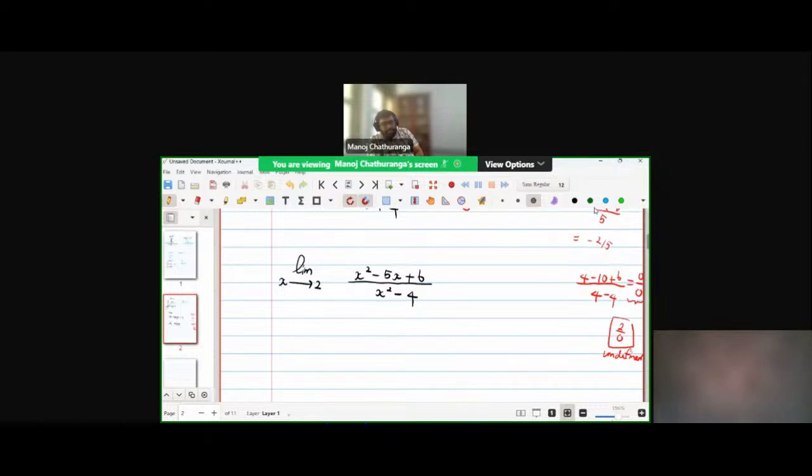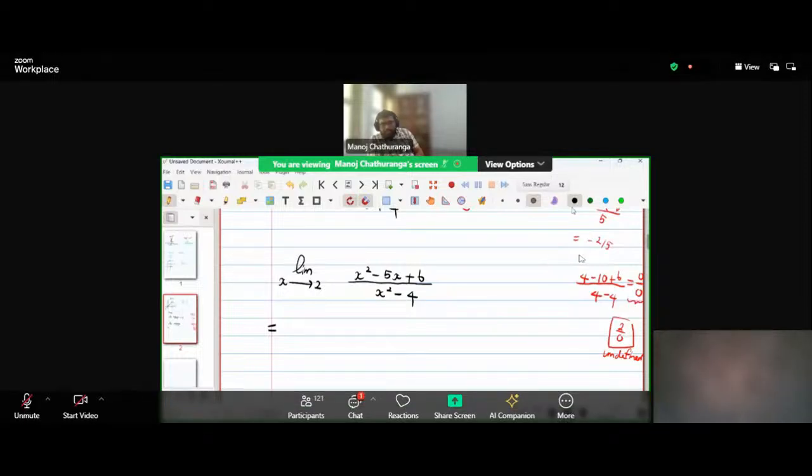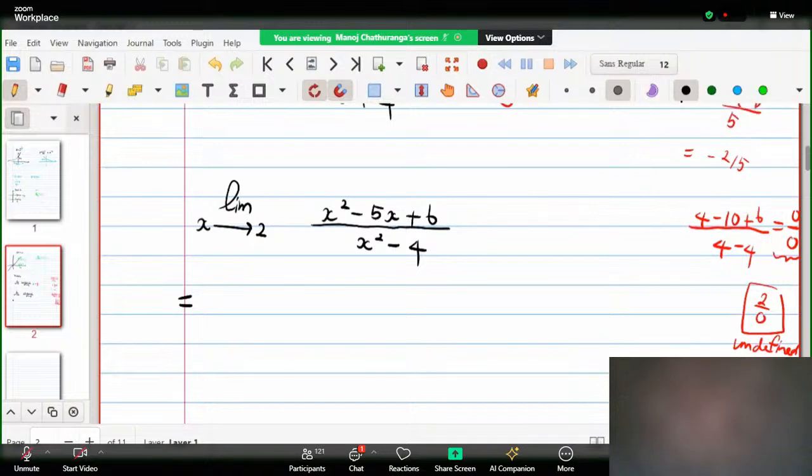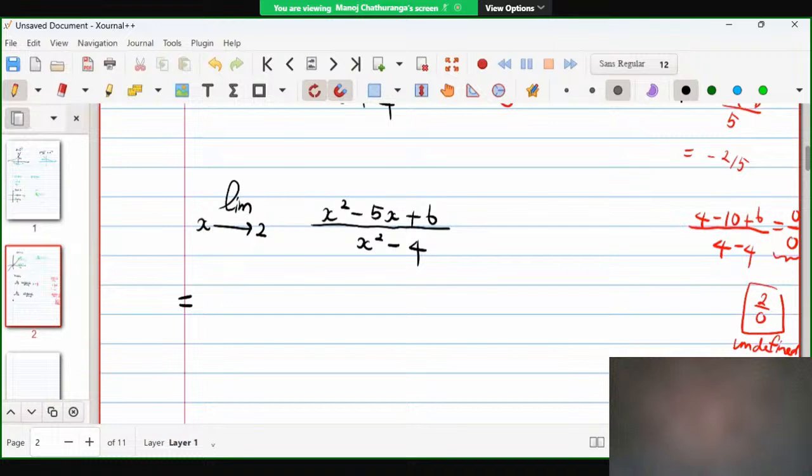So here, direct substitution does not work. If it worked, direct substitution is a genuine way of evaluating a limit. But here, we are not having a genuine real number. We are having something meaningless, 0 divided by 0. It is not even undefined. We cannot ignore it. We should simplify it and find something.